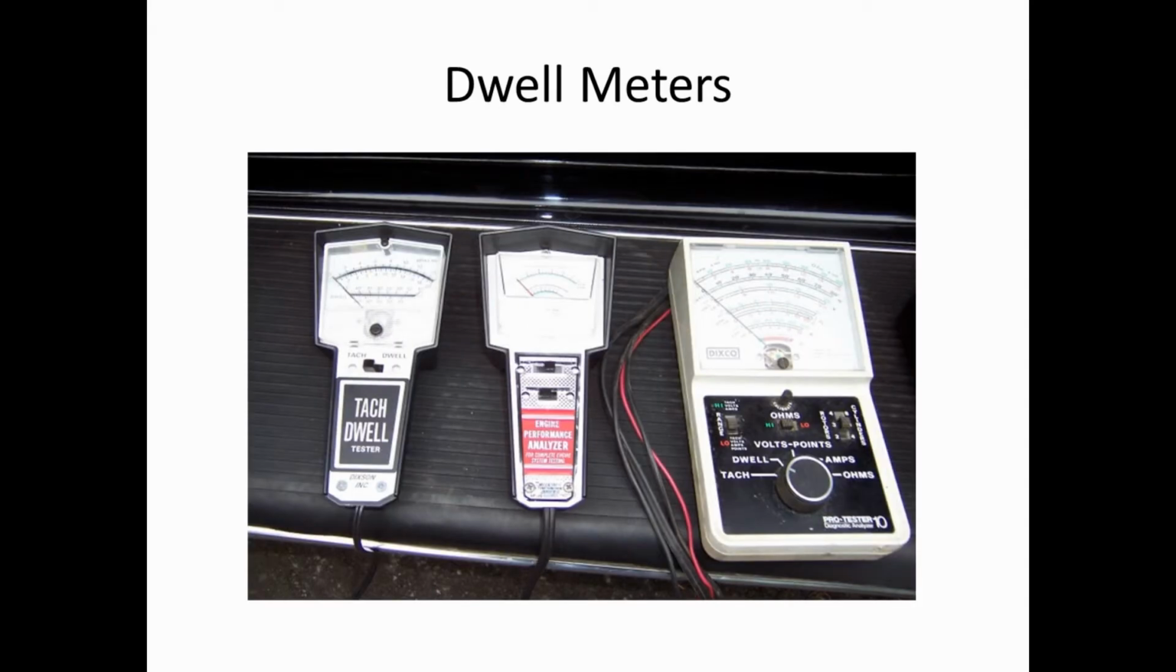So these are types of dwell meters. These actually hook up to the coil, and they'll read as the engine's running. And if you need to adjust, you can adjust the point gap and try again. It's kind of a guess and check method.